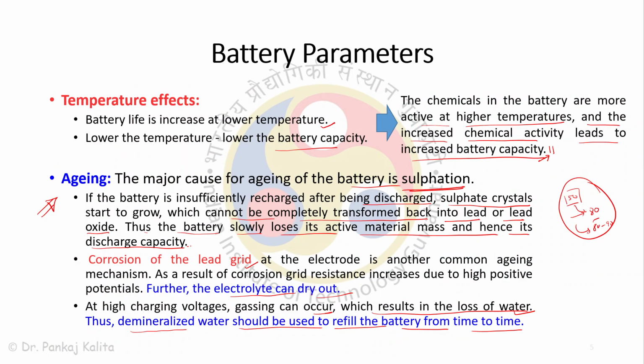Then we have temperature effects. I won't go into detail. We have aging effects also because sulfation is there.